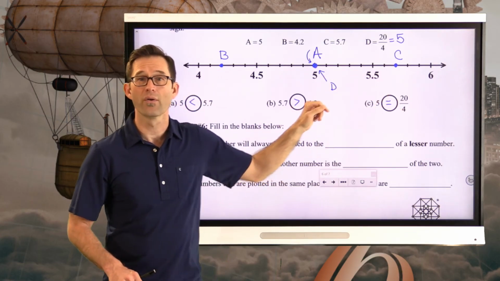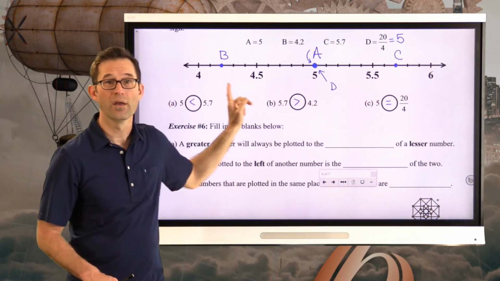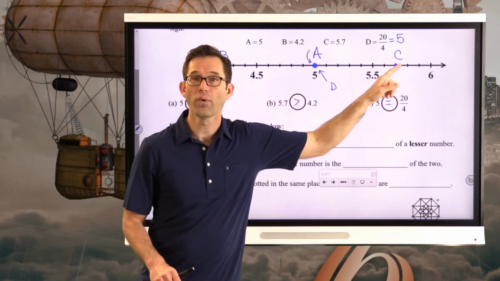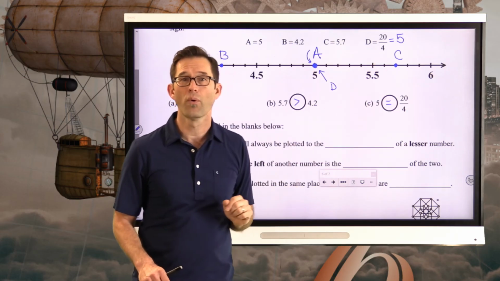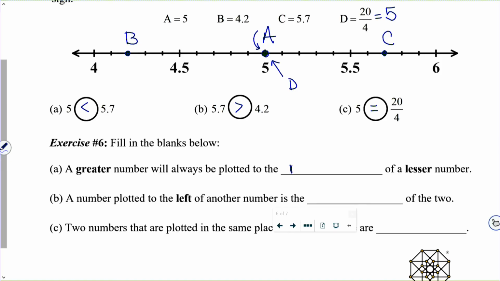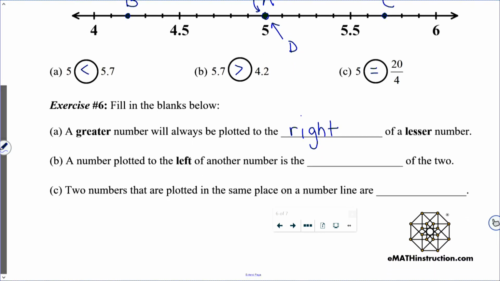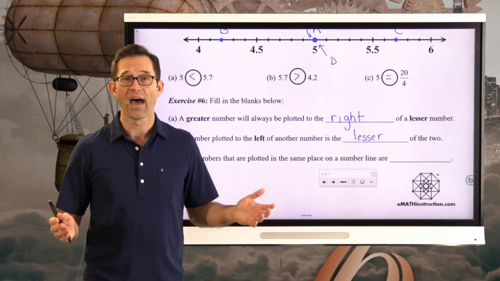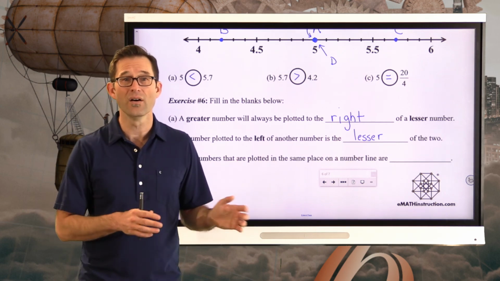Likewise, 5.7 is greater than 4.2. There's 5.7. There's 4.2. And again, 5.7 is to the right of 4.2. And that is always the case. So in other words, a greater number will always be plotted to the right of a lesser number. Likewise, letter B, a number plotted to the left of another number is the lesser of the two. So if I'm comparing 2 numbers and one of them lies to the left of the other one, well, then that one is the lesser or the least of the 2 numbers.